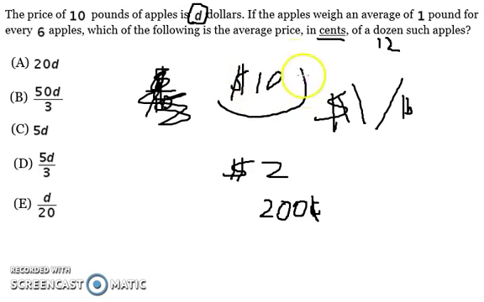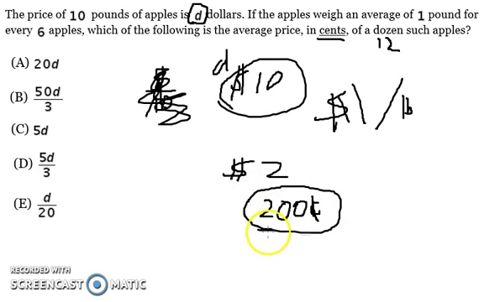So since we decided that D was $10, all we have to do is plug 10 in for D in each of these and see which one gives us 200 cents. So if you plug in 10 for D here, that's 200. There's your answer.